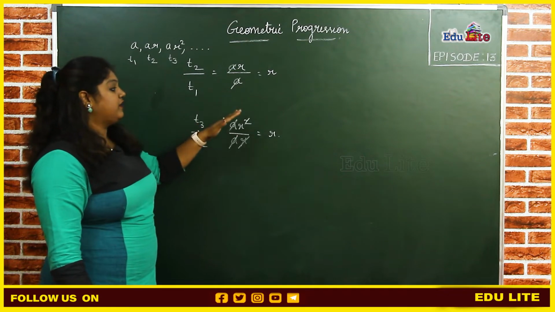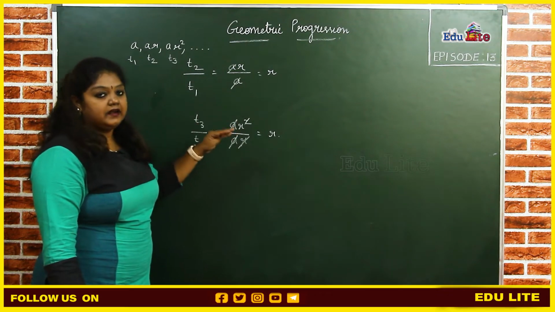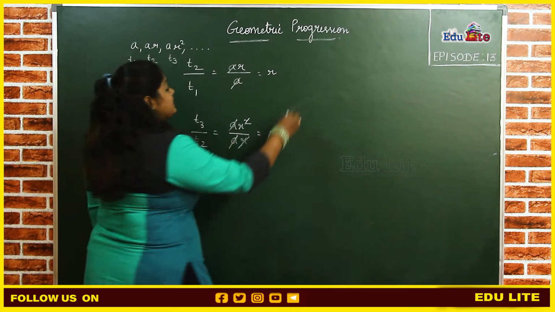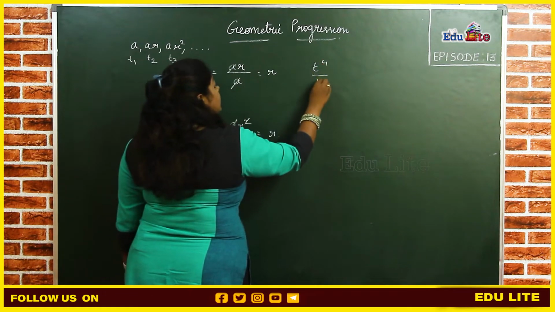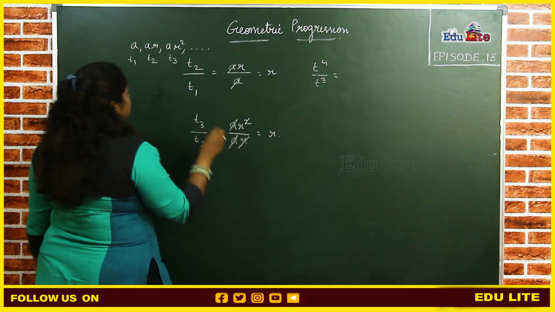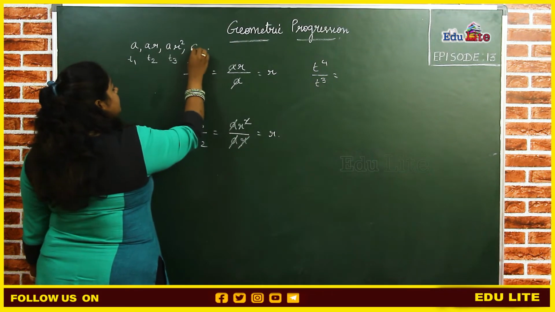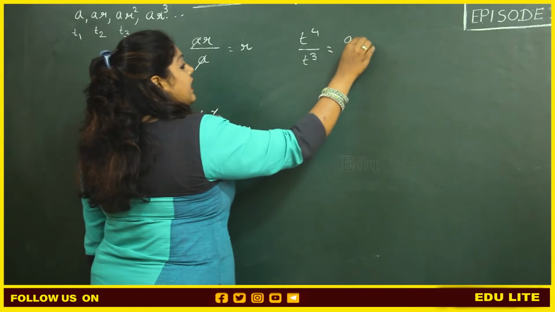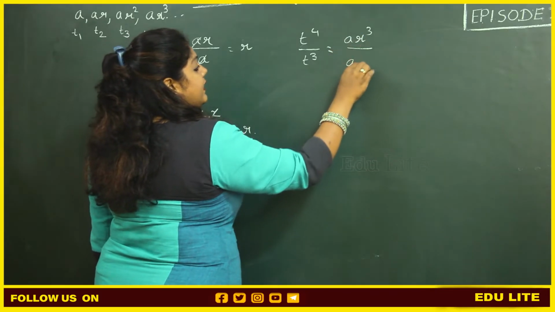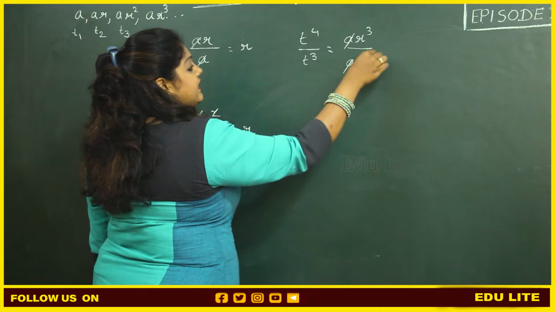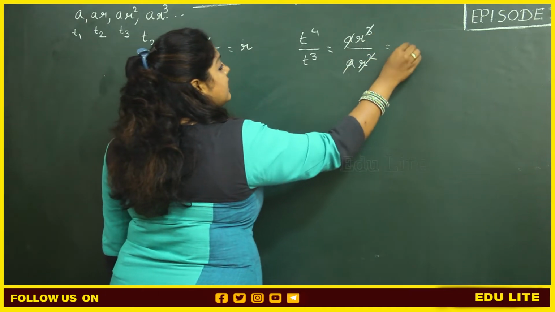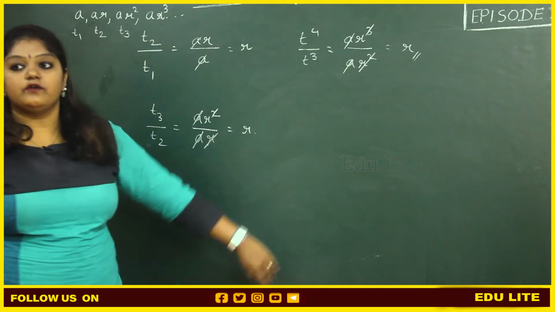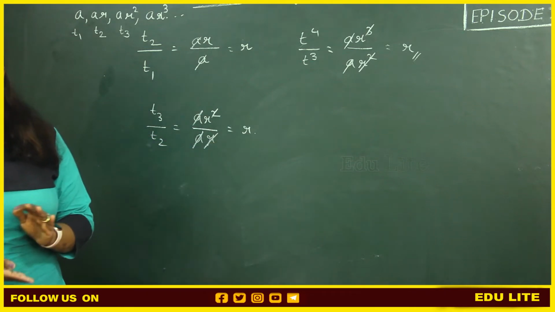So this is how we can find the value of R in a GP, and this is constant. Similarly, if we do T4 by T3, it should also give the value R. What will be the next term? It will be AR cube. So AR cube by AR square. A and A will get cancelled, and R square cancels with R square, leaving R. The value of this is also R. So this is constant, and this is how we find the value of R in the GP.